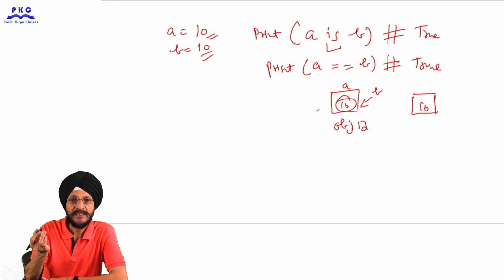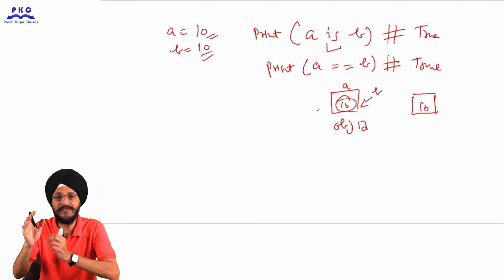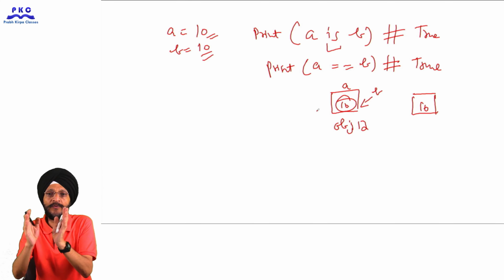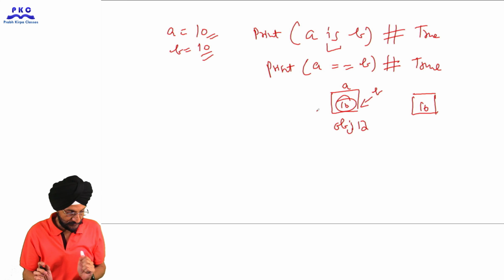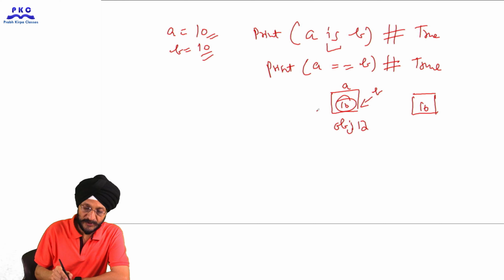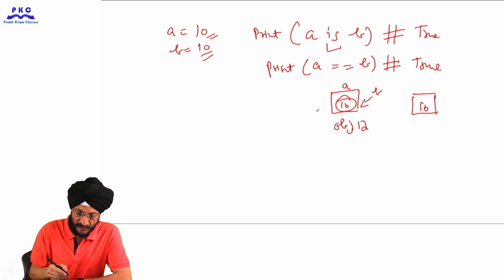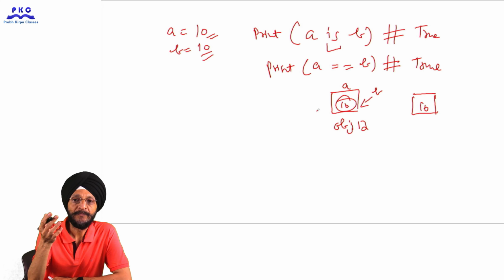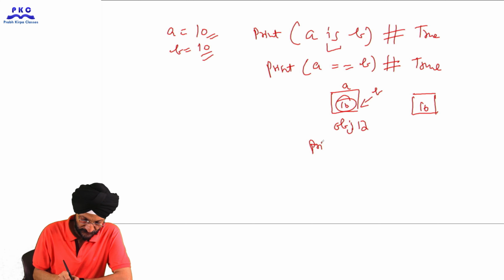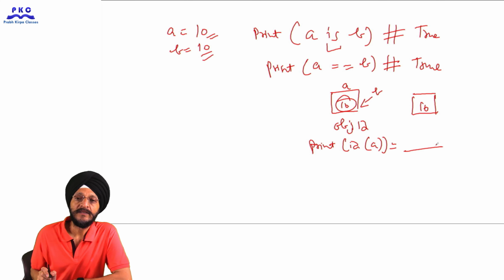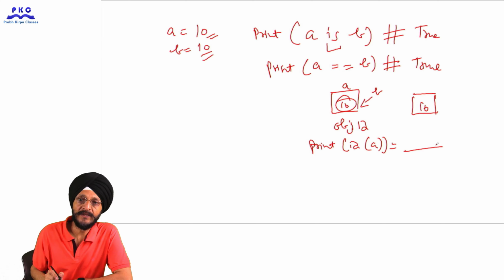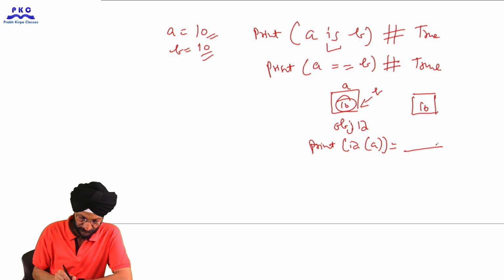In the other case, the equality operator is concerned with the values of both the variables. So now if we want to check the object ID, we can use print id a, and here the memory address will be found, which is the object ID.